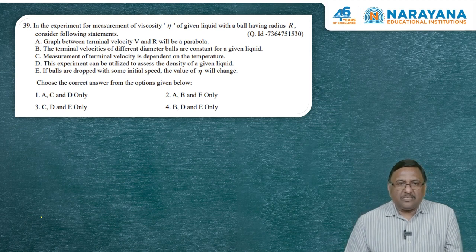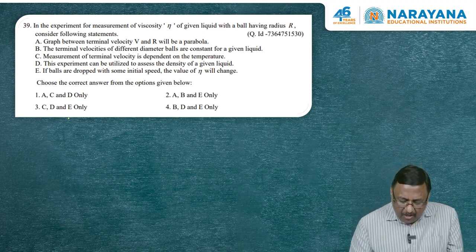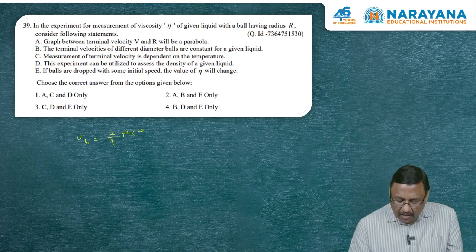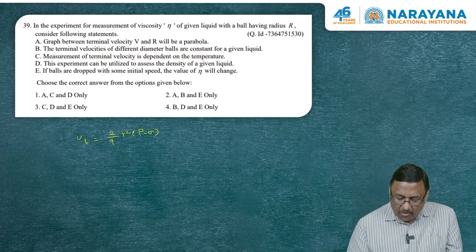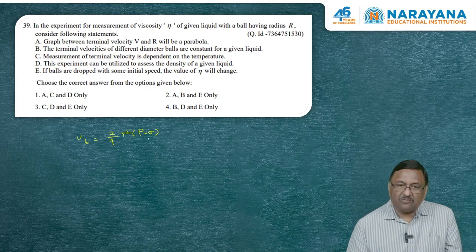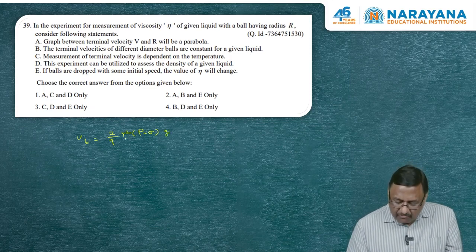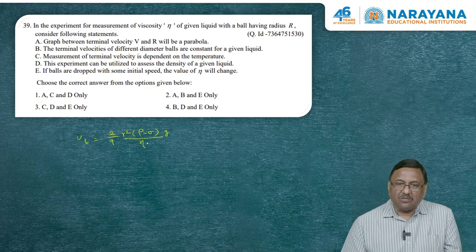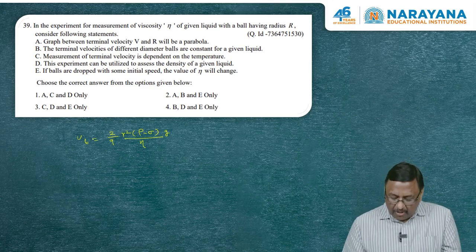Yes, I hope you can understand this is the right statement, because if you know how do I write my terminal velocity, so we can write v terminal is going to be, hopefully most of you may be remembering, 2 upon 9 r square (rho minus sigma) g divided by coefficient of viscosity. Rho is the density of the body, sigma is my density of the liquid. This is the formula for writing your terminal velocity for a body falling in a liquid of density.